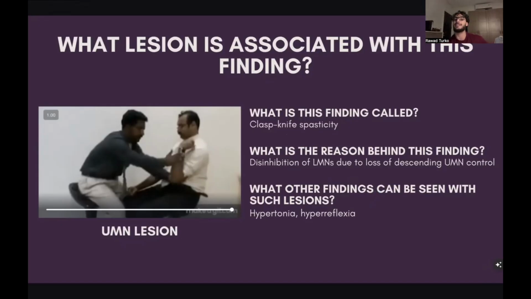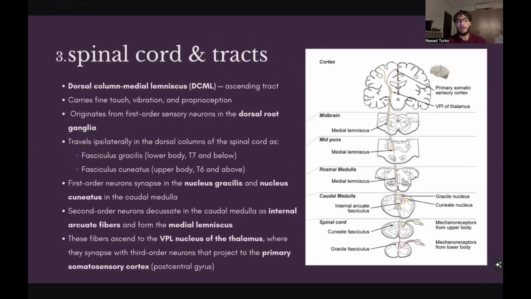Okay, what about fasciculations, guys? If they say that somebody has fasciculations, that's a lower motor neuron sign. Okay, it's not upper motor neuron. Perfect. Moving on to the second tract that we're going to talk about.